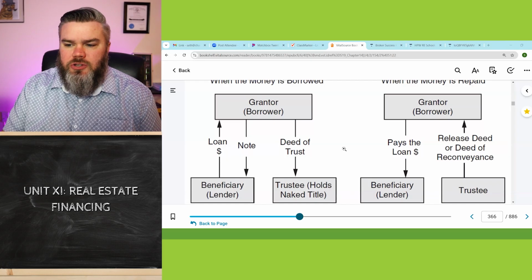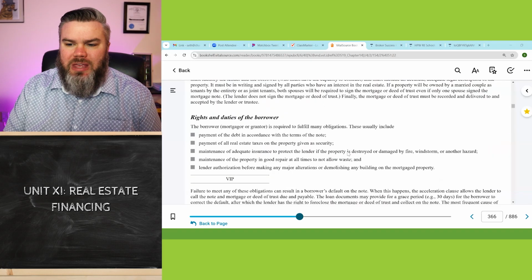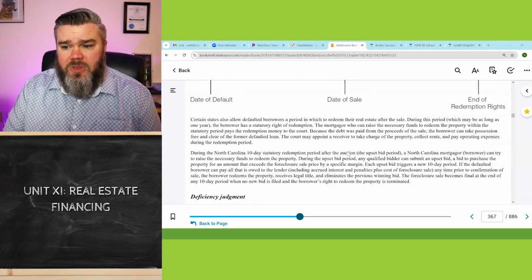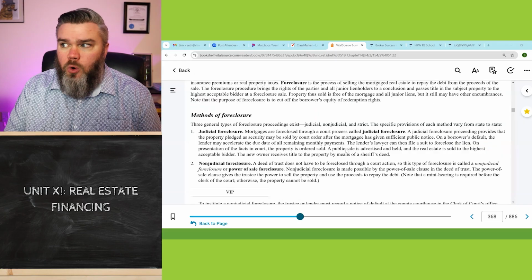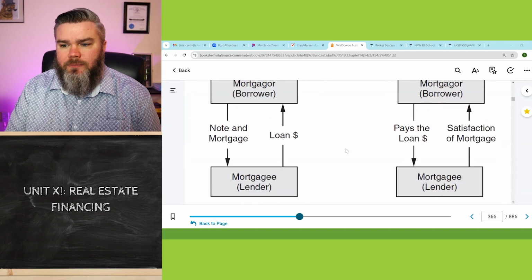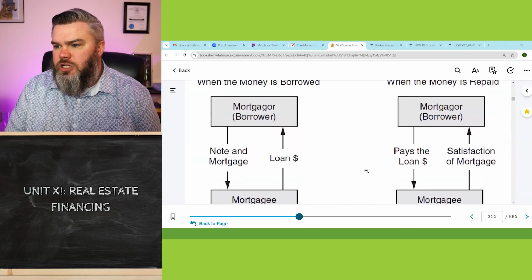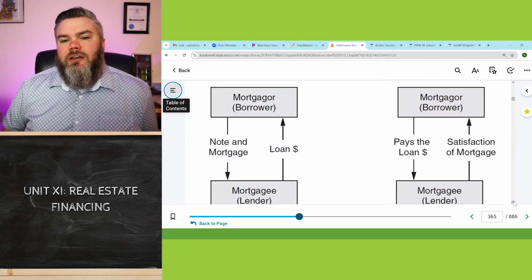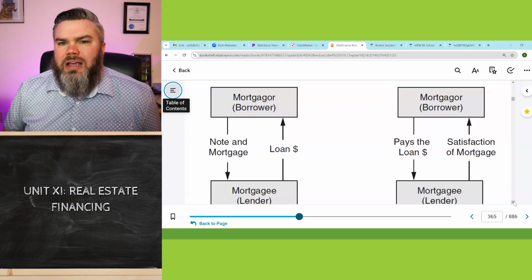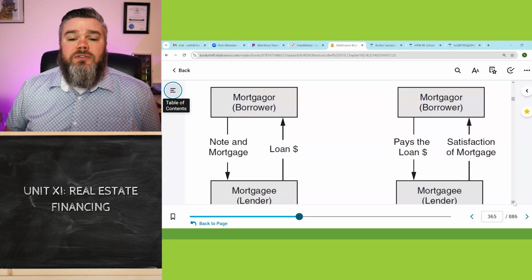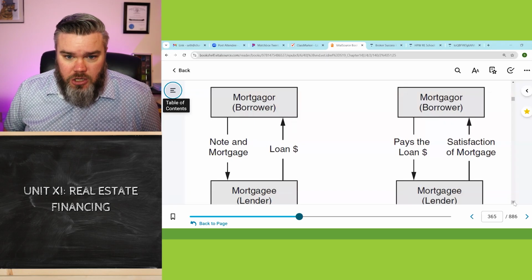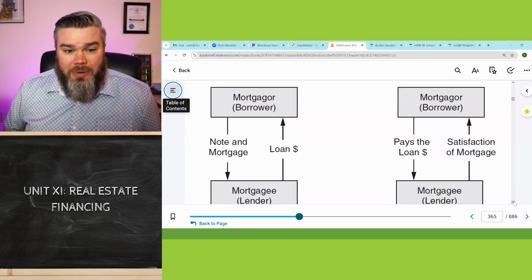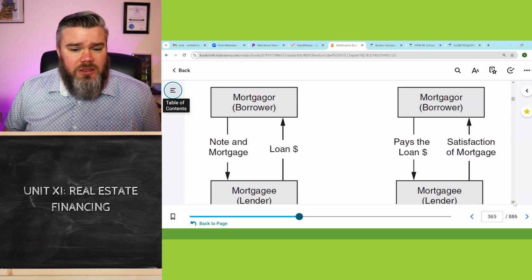So while I'm in this graphic, let me just show you the other one. In lien theory states, they use mortgages. The mortgage is only a two-party instrument, mortgagor and mortgagee. We talked about these very early on in class because people tend to get confused. You would think, oh, the bank gives me the mortgage. No, the bank gives you money, and you give the bank the mortgage.